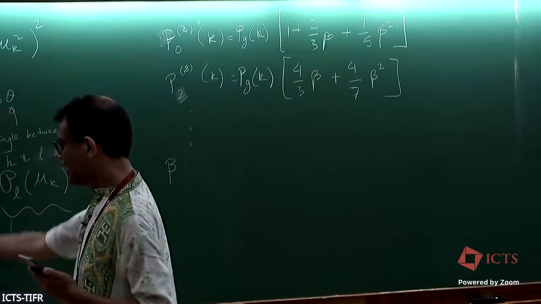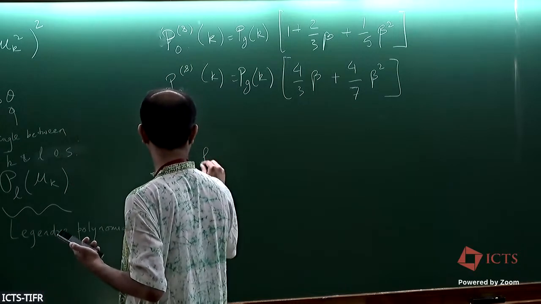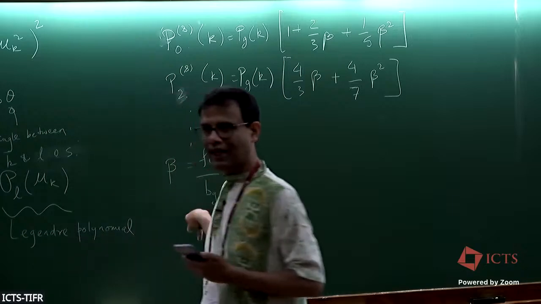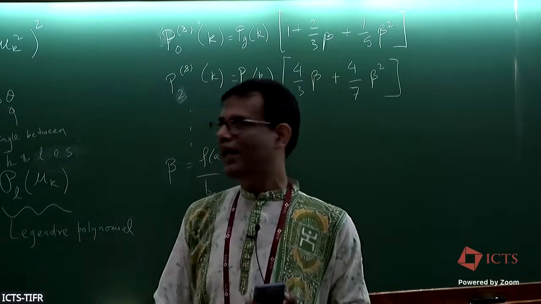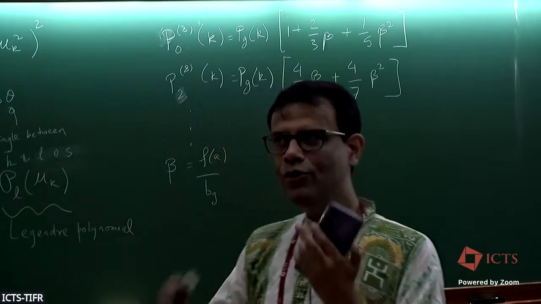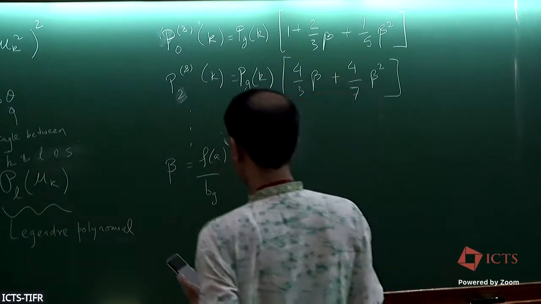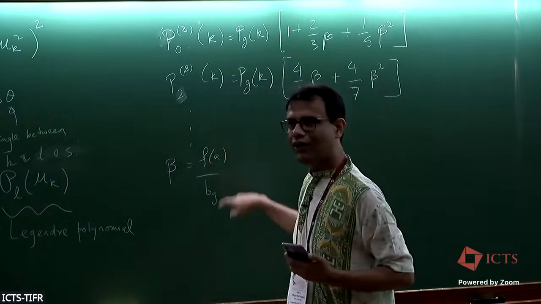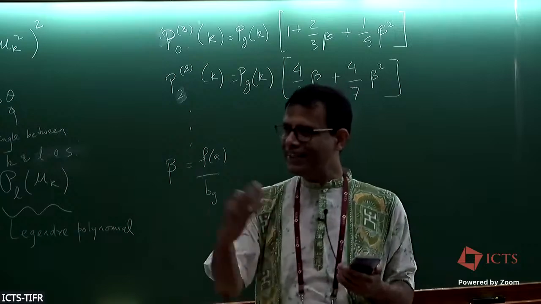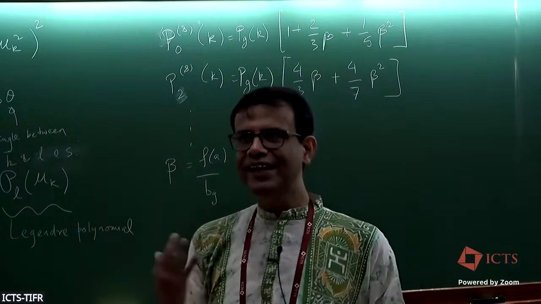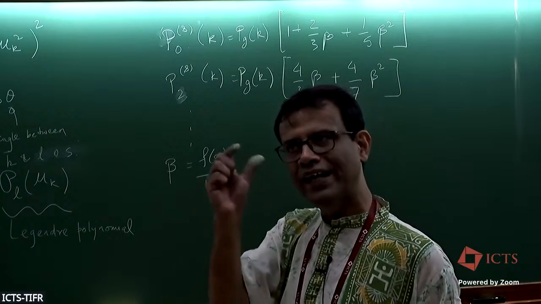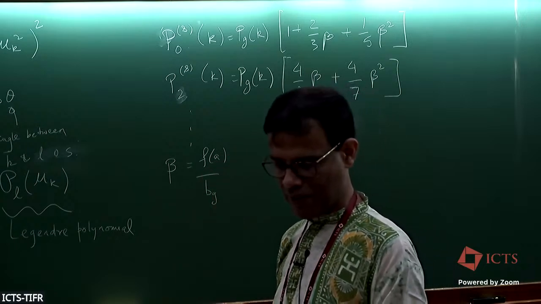And beta is f of a by bias. Now suppose I wrote this as the bias of galaxies, but I can do it for different kinds of galaxies. If I do it at the same redshift, even if I don't get the actual value of the bias, I can get the relative value of the bias. So I can at least tell you which galaxies are more biased than others, though I may not be able to tell you the exact nature of the bias.